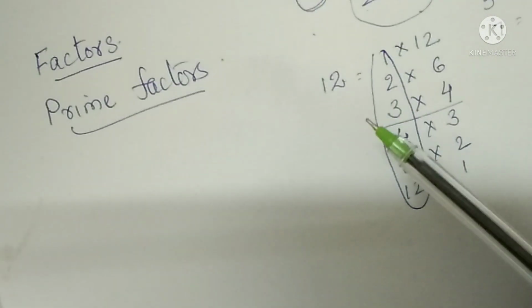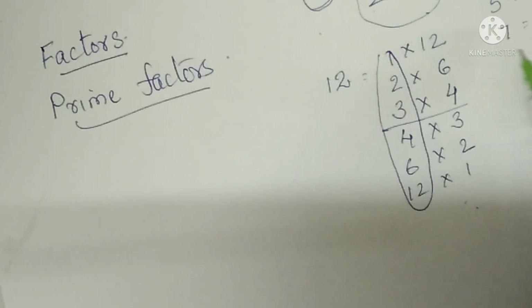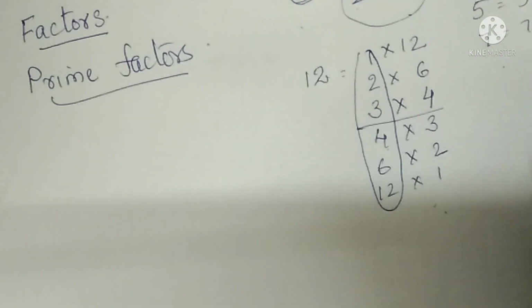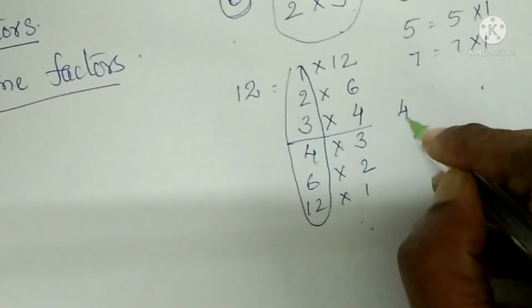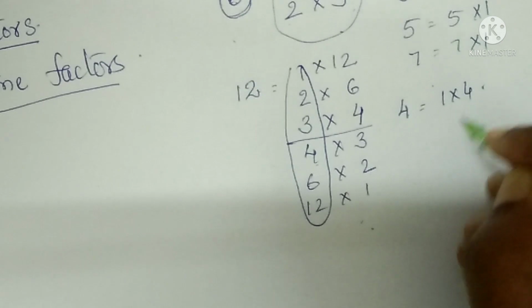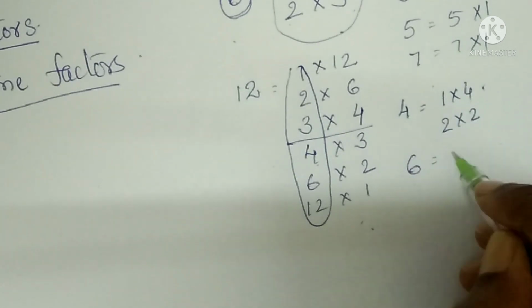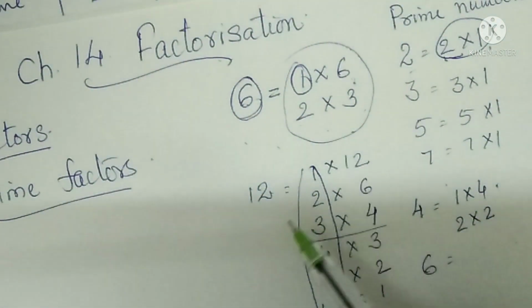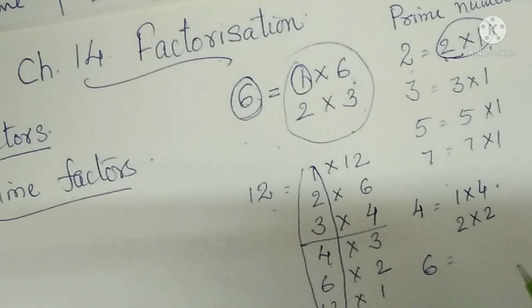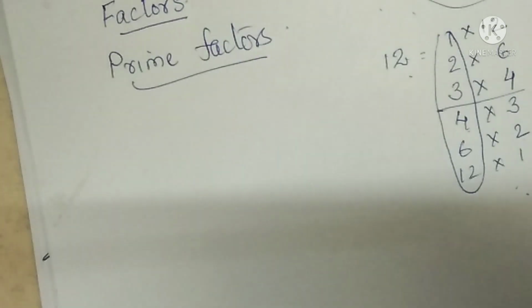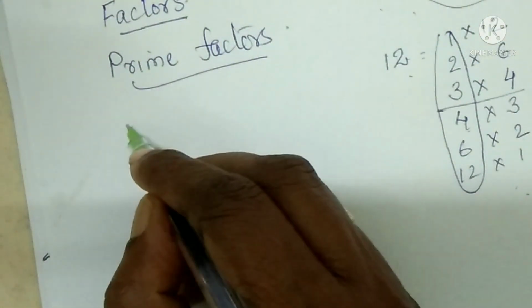Most of the numbers are composite numbers, which have more than 2 factors. For example, if you take 4, 4 can be written as 1 into 4 or 2 into 2. Similarly, if you take 6, it can be written as 1 into 6 and 2 into 3. Then 12, 10, 8, all these numbers can be written in more than one way. Such numbers are called composite numbers.